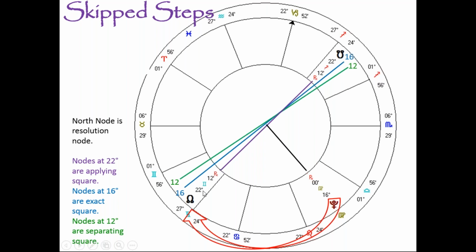This north node at 22 Gemini is a crescent phase square. It is an applying square to Pluto. If that north node was at 16 degrees Gemini, it'd be exact. If that node was all the way to 12 degrees, the green line, it'd be separating squares. So with the nodes, you take that cycle of phases and aspects and you literally do it backwards. You do it just the opposite because of the mean motion of the nodes.